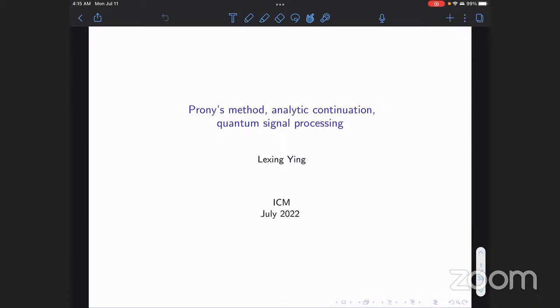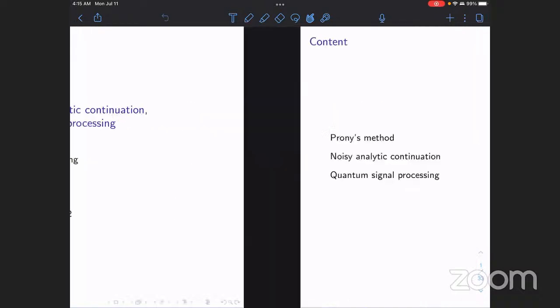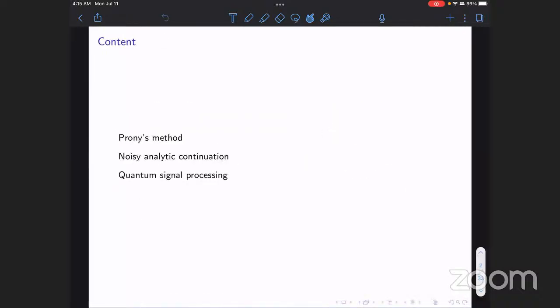So today I'm going to talk about Prony's method, analytic continuation, and quantum signal processing. The talk has three parts. First, I'm going to introduce what Prony's method is, and then I will talk about two applications, noisy analytic continuation and also quantum signal processing.